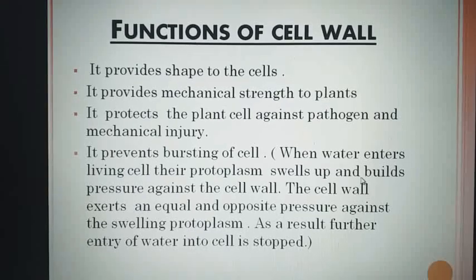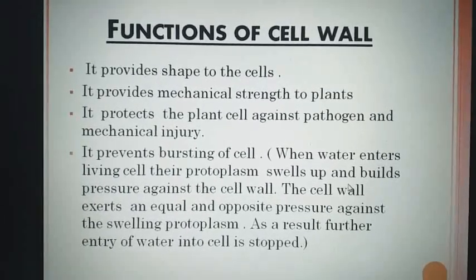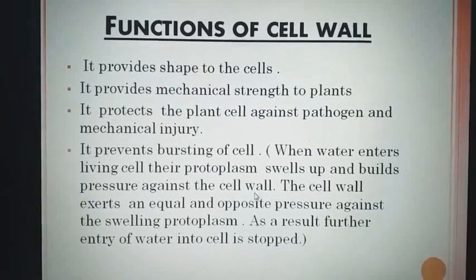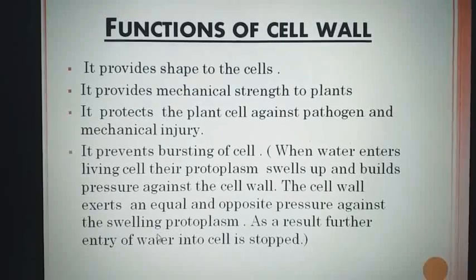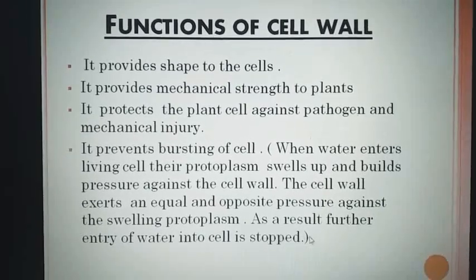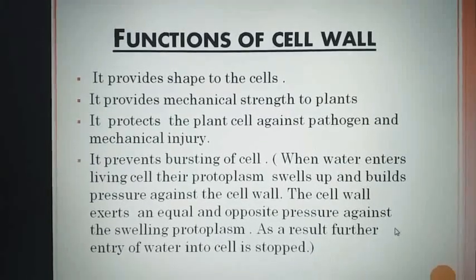Now how does it prevent the bursting of the cell? When water enters the living cell, the protoplasm swells up and builds pressure against the cell wall. The cell wall exerts an equal and opposite pressure against the swelling protoplasm. As a result, further entry of water into the cell is stopped.